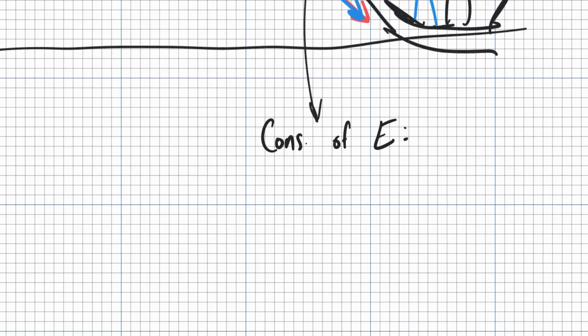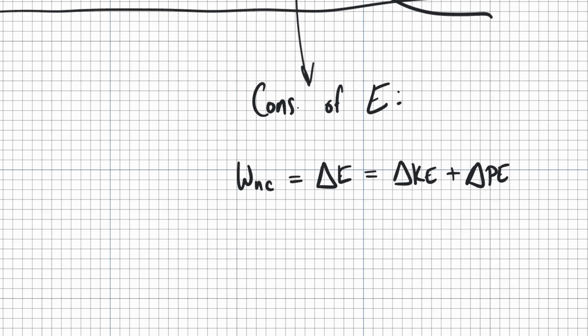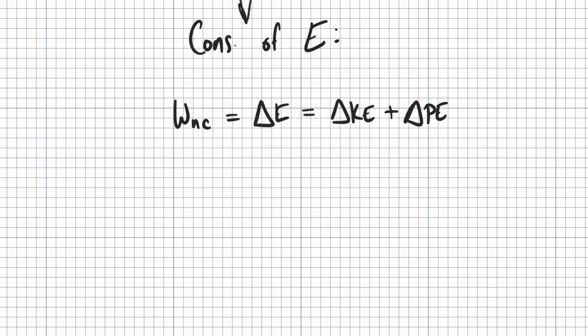Let's see here. So we've got work non-conserved equals the change in mechanical energy. And the change in mechanical energy is the change in kinetic energy plus the change in potential energy. Note again, remember, there is no friction, which means there's no change in energy, which basically means we've got 0 equals.